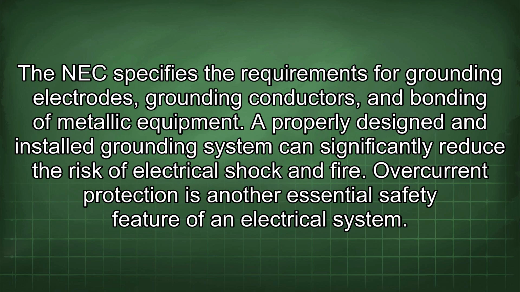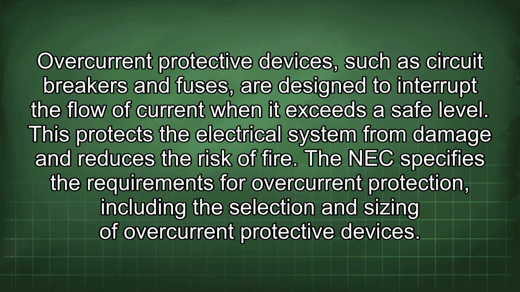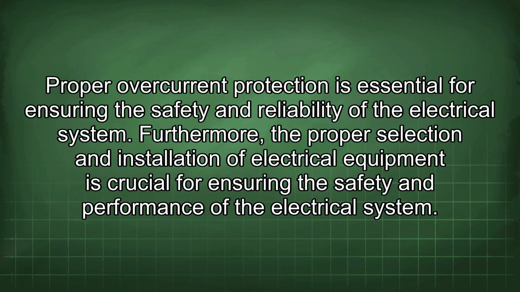Overcurrent protection is another essential safety feature of an electrical system. Overcurrent protective devices, such as circuit breakers and fuses, are designed to interrupt the flow of current when it exceeds a safe level. This protects the electrical system from damage and reduces the risk of fire. The NEC specifies the requirements for overcurrent protection, including the selection and sizing of overcurrent protective devices. Proper overcurrent protection is essential for ensuring the safety and reliability of the electrical system.